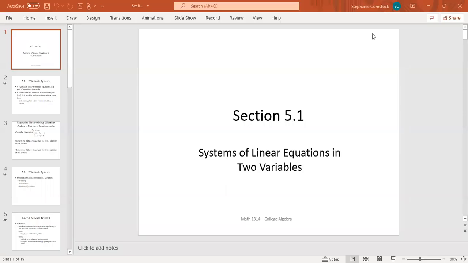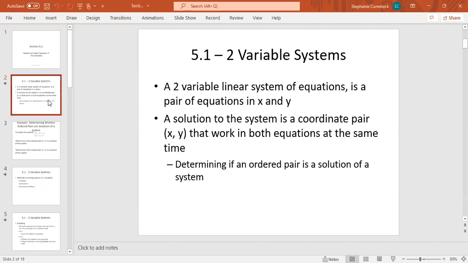Okay, so for section 5.1, we are going to be talking about systems of linear equations in two variables. And so we're going to look at several ways of solving these, the pros and cons of each technique, and things of that nature. But to get us started, a two-variable linear system of equations is a pair, so we have to have two of them, equations in x and y.